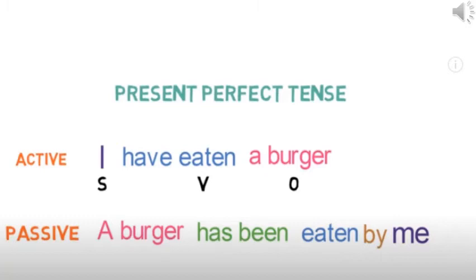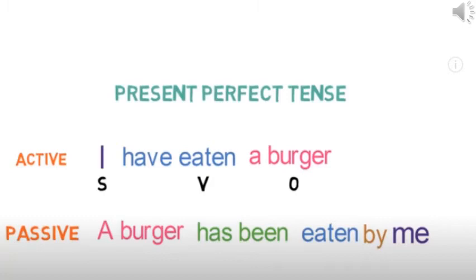Active sentence, I have eaten a burger. Passive sentence, first step is to identify subject, object and verb. So here, I is the subject, eaten is the verb and a burger is the object. Now the second step, let's swap the position of object and subject. Here it will become a burger and they will change their places. Now converting the main verb into the verb third form, it will be eaten. The third form of the verb is eaten.